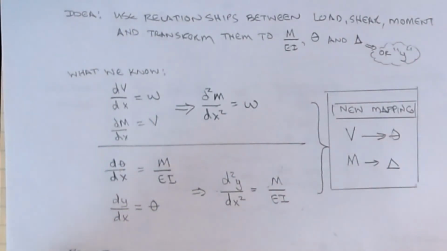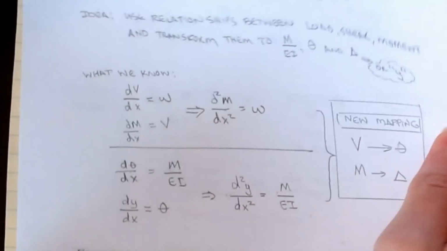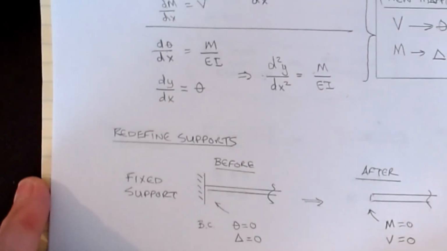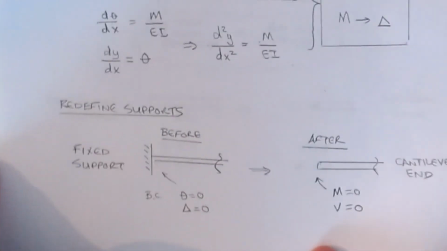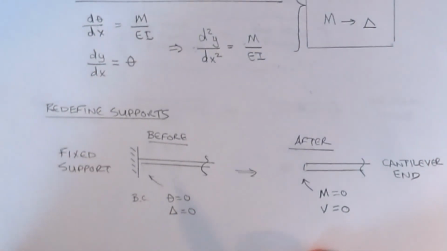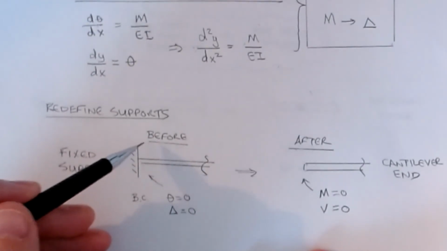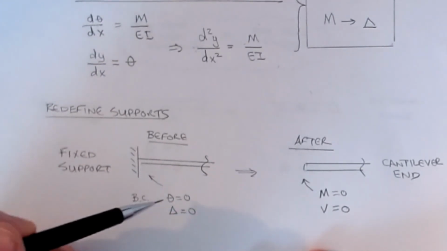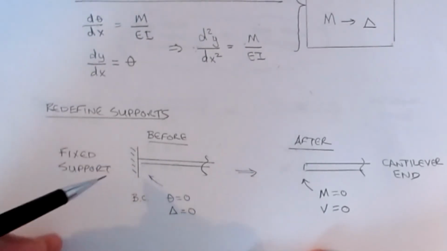Now, what are the mappings that we have to do? It's really easy. There's about 6 of them that we have to look at to redefine. All we're going to do is take our original structure and change the support conditions to something new. All right, so let's start with the first one. I have a fixed support on the real system. We know that the boundary conditions on this were that theta had to be 0 and delta was 0.